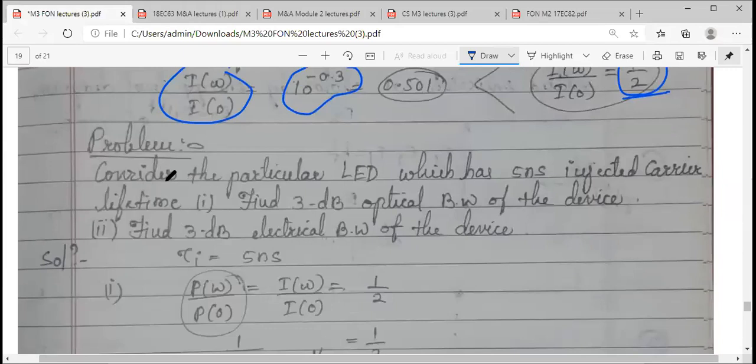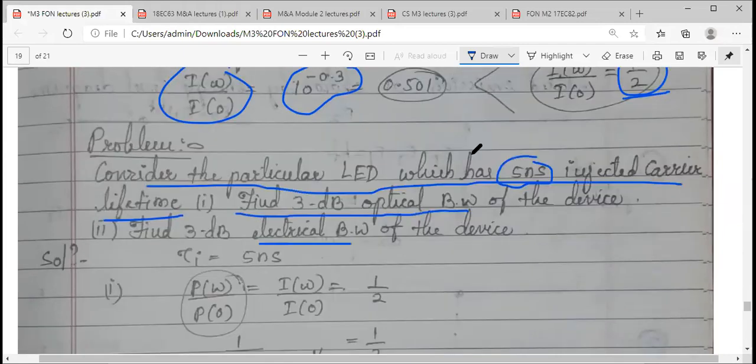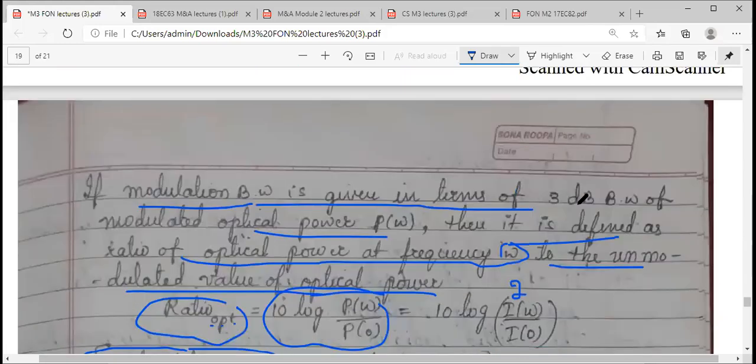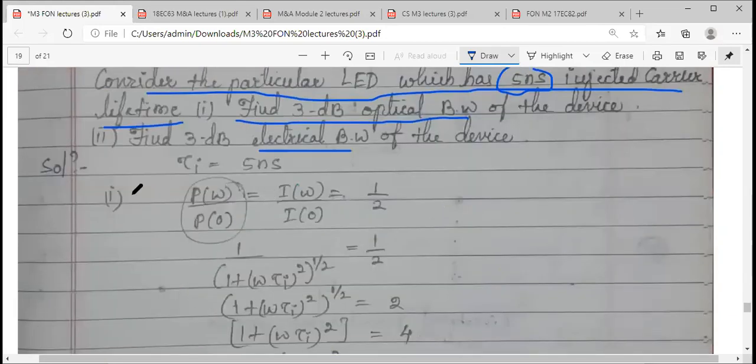So based on this, we have a problem. Consider a particular LED which has an injected carrier lifetime, tau I, of 5 nanoseconds. You need to find the 3 dB optical bandwidth, then the 3 dB electrical bandwidth. Just now we have seen what the IW by I0 ratio is. In case of optical bandwidth, it is equal to 1 by root 2. In case of electrical bandwidth, it is 1 by 2. So first, for optical bandwidth, this ratio equals 1 by 2, because it is not squared this time.